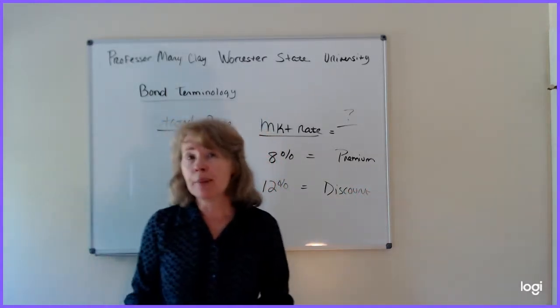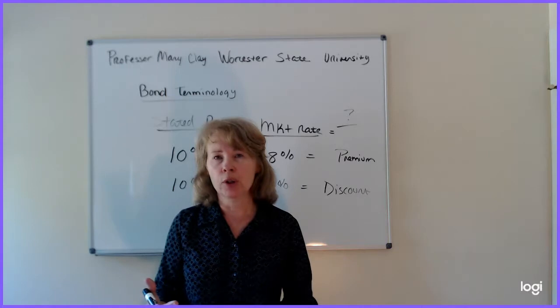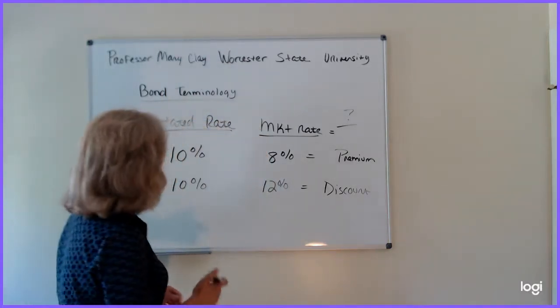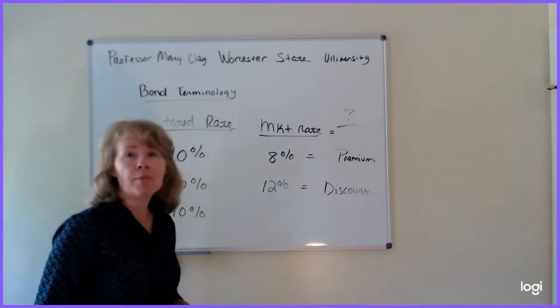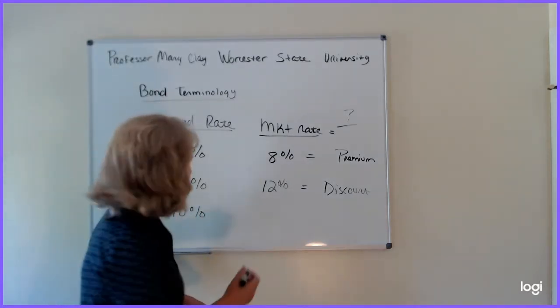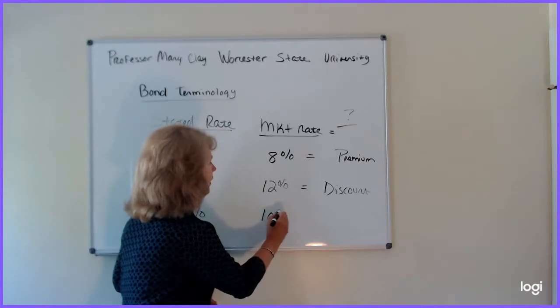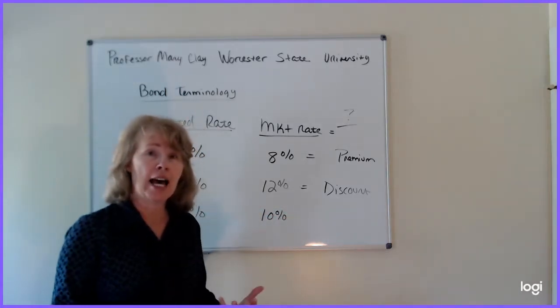This really happens. However, I'm going to show it to you. In this example, the bond rate is 10%, and the market is also 10%. It's just because the market is so volatile that it doesn't happen very often.